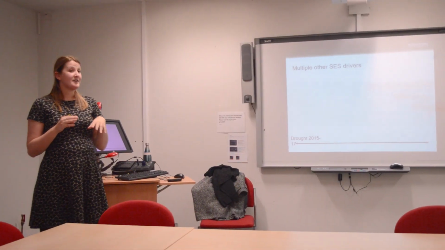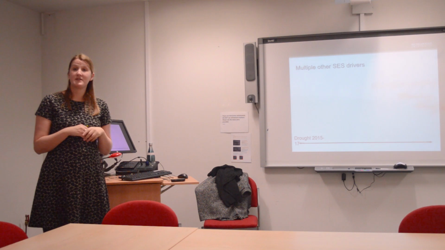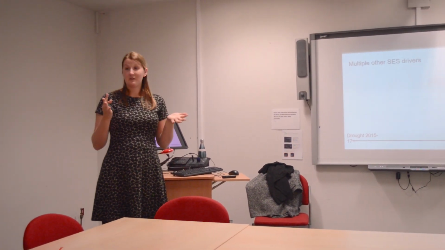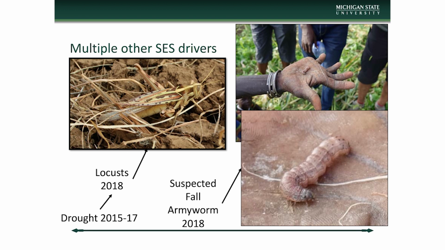One of the interesting things that the participatory mapping brought up was that the dam was not the only thing happening in the region. There was a drought from 2015 to 17, great rains in 2018, which is when this fieldwork was done, which triggered a locust invasion, which then ate all the crops. And simultaneously, what they found was what we think is fall armyworm. So basically, by the end of 2018, even though we had great rains that year, there was still no harvest.